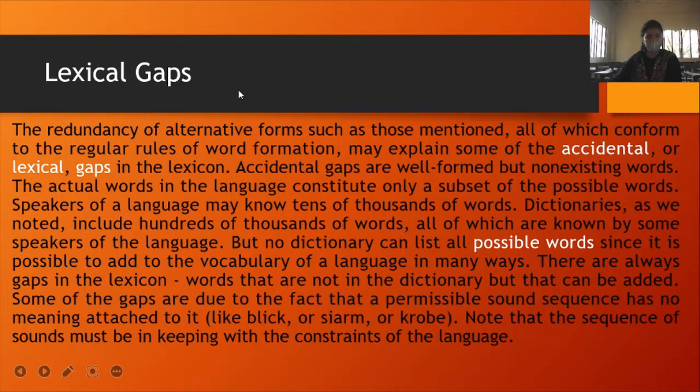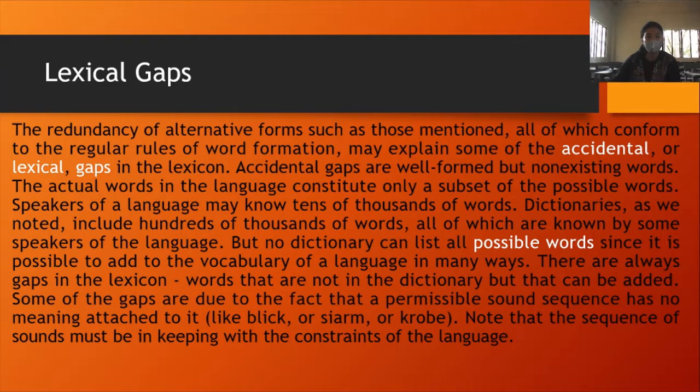So, lexical gaps. The redundancy of alternative forms such as those mentioned, all of which conform to the regular rules of formation, may explain some of the accidental gaps in the lexicon. Additional accidental gaps are well-formed but non-existing words. The actual words in the language constitute only a subset of possible words.